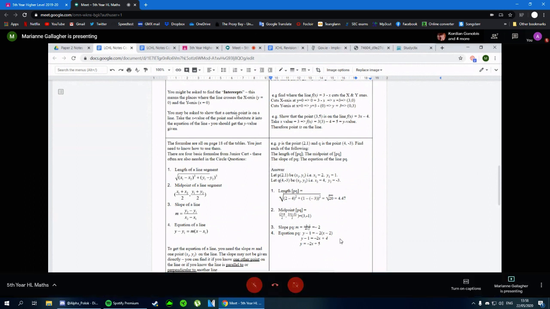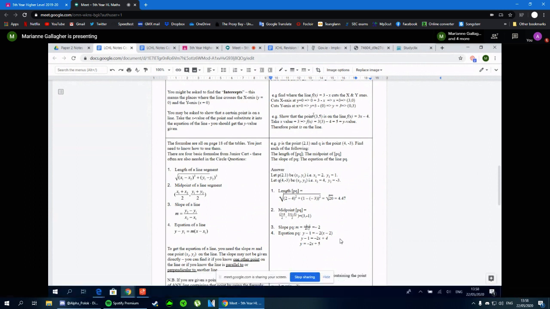And if you're asked to show that a point is on the line, you take the x and the y values and you sub them in. So if you're asked to show that the point 3, 5 is on this line, if you sub in 3 for x, you should get 5 for y. So you put in 3 3s is 9 minus 4 equal to 5, which is the y value. Therefore, the point is on the line.